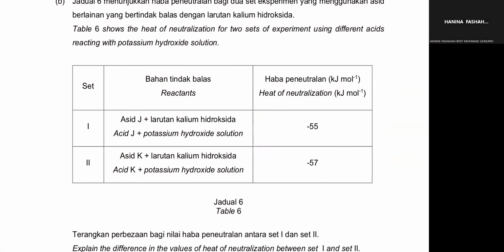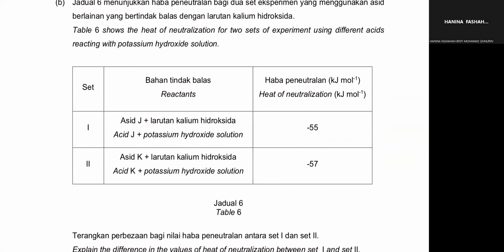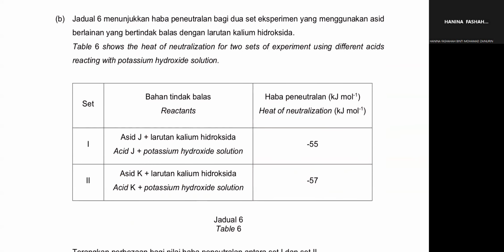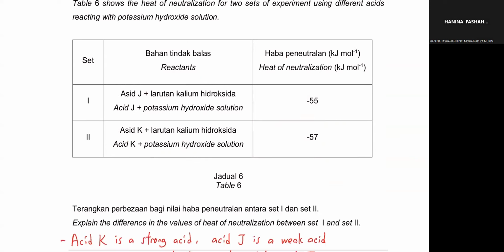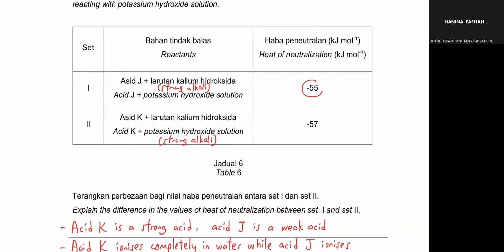Then this one is also comparing, I think you have done it before. This one is comparing the heat of neutralization. Which one is higher? Why? Because both are using strong alkali, but one of them is using weak acid. Which one is the weak acid? Lower value means lower heat of neutralization. This one is a weak acid. This one is a strong acid. And you can suggest one.